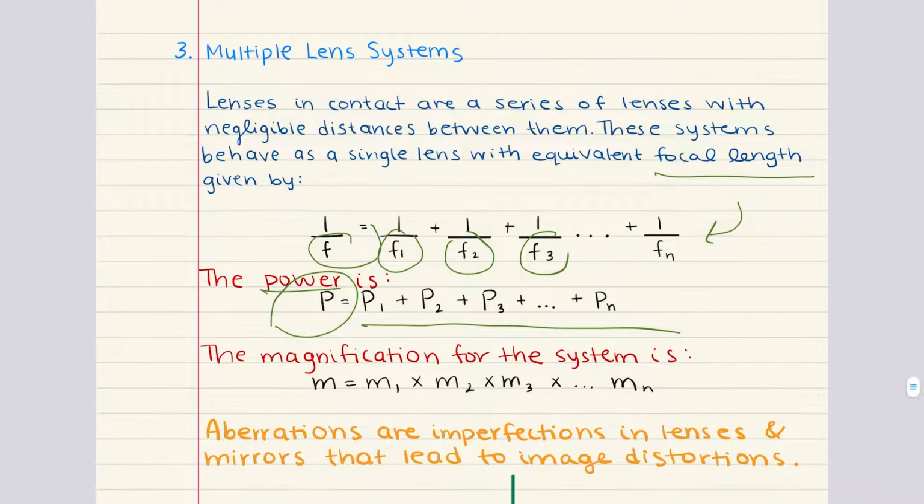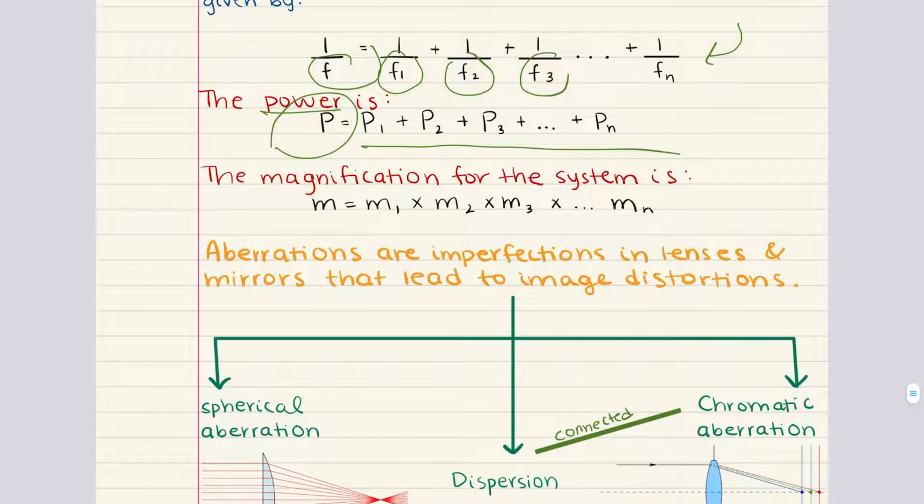For magnification for a multiple lens system, this is going to be the product of the magnifications produced by each lens. So by multiplying the magnifications, we can find the total magnification of the system, which tells us the overall size of the image relative to the object.